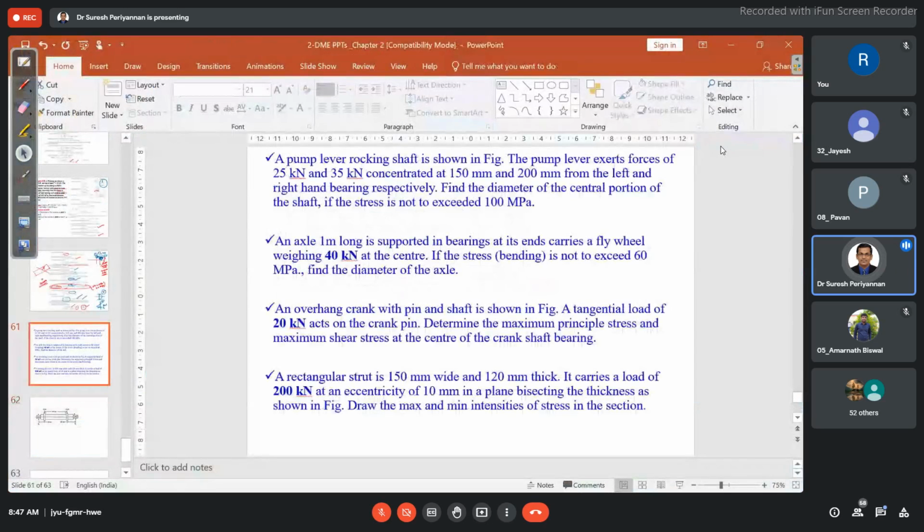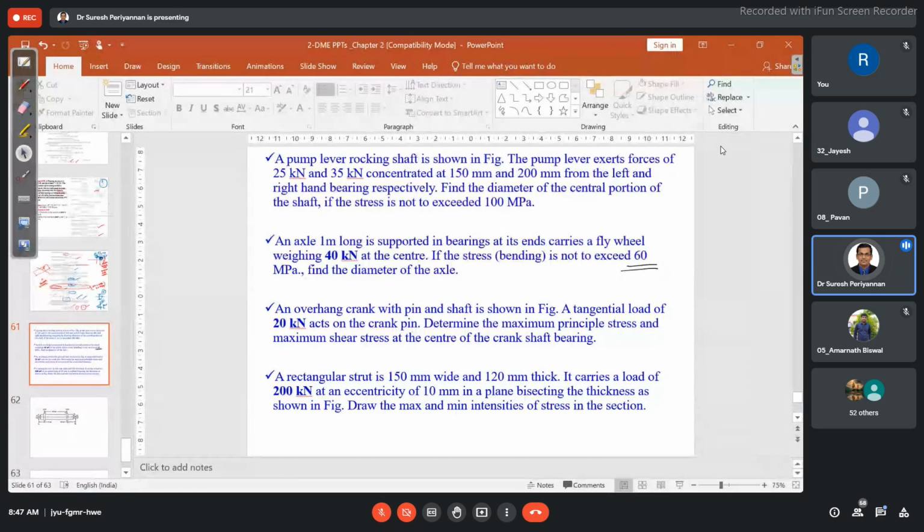The next problem: an axle 1 meter long is supported in bearings at its ends and carries a flywheel weighing 40 kilonewton at the center. If the bending stress is not to exceed 60 megapascal, find the diameter of the axle. This is like the overhang crankpin axle problem, 1 meter long, supported in bearings. This is a simply supported beam.